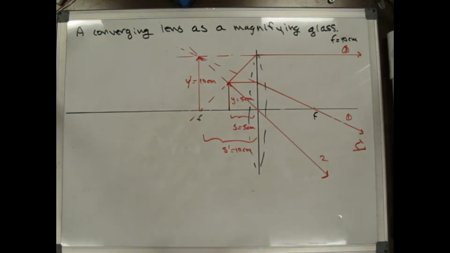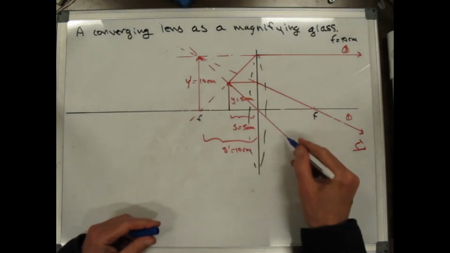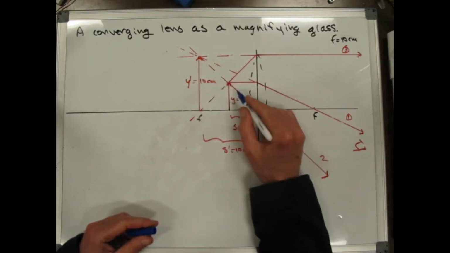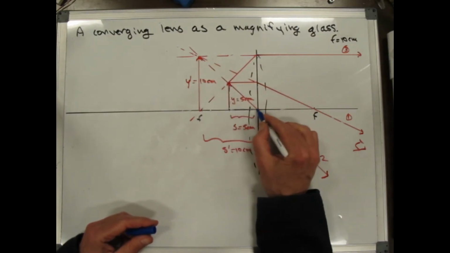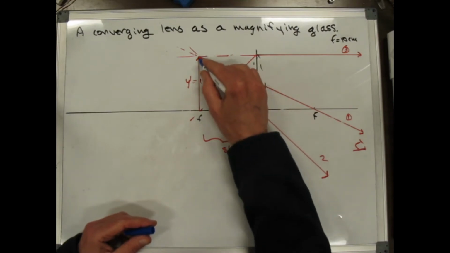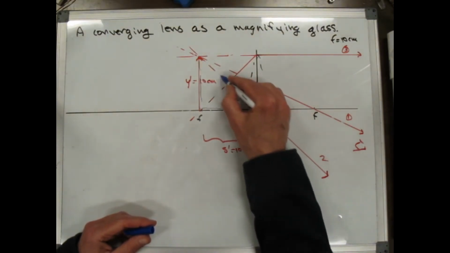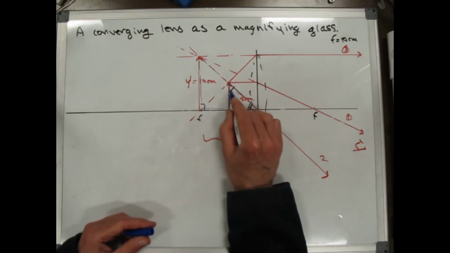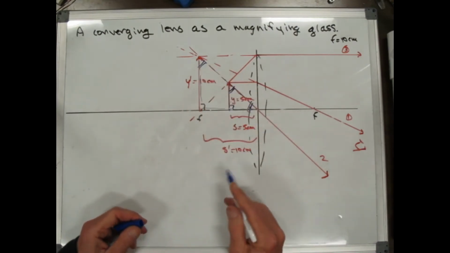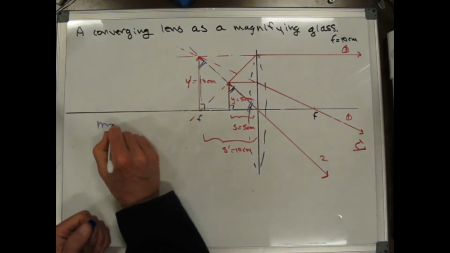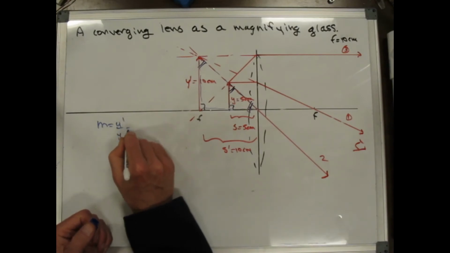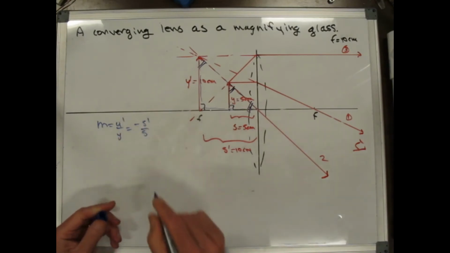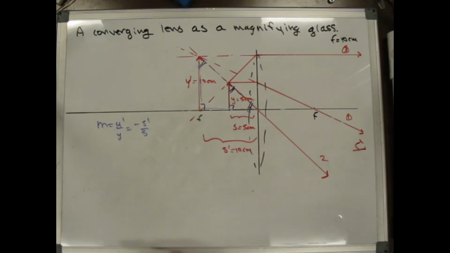And so, by the way, the same triangles occur here just like they did last time. If I look at the ray that's going through the center, I have a triangle here from the object, and I have a triangle here from the image. And once again, these are similar triangles. They both have the same angle here. This guy has a right angle, this guy has a right angle, and that angle has to be equal to that angle. And so these ratios, where the magnification is y prime over y, which is minus s prime over s, still holds.